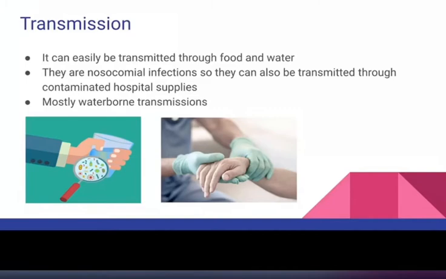The transmission of Pseudomonas aeruginosa is mostly through food and water, but then again, it is also very commonly transmitted through contaminated hospital supplies, and it is a nosocomial infection. So any medical equipment that has not been cleaned can transmit the bacteria to new patients. It is mostly a waterborne bacteria, so any contaminated water or moist equipment or just anything with water or fluids in it can transmit the bacteria to new patients.